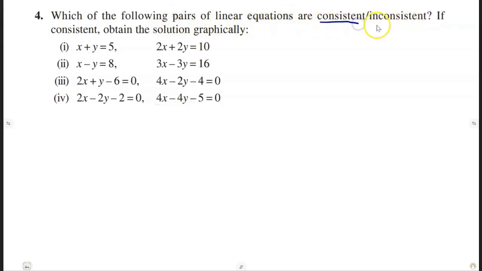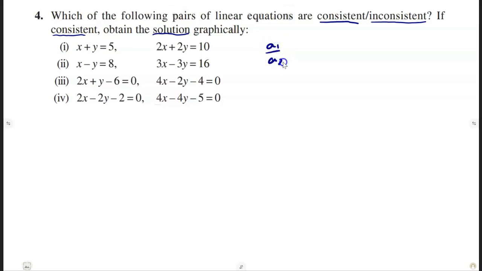You need to find whether they are consistent or inconsistent, and then if consistent, we need to obtain the solution graphically. We need to find the solution also in case of consistent. If the equations are consistent, you need to find the solution by graph. When can you say the two equations are consistent?